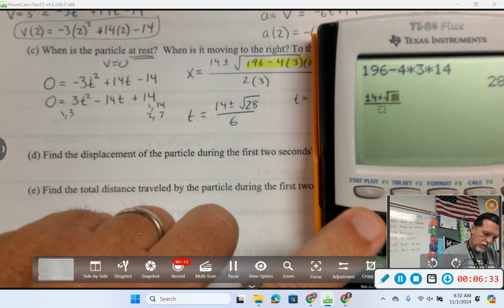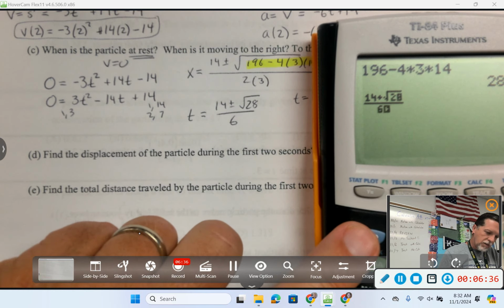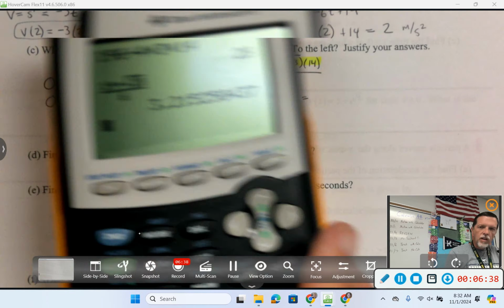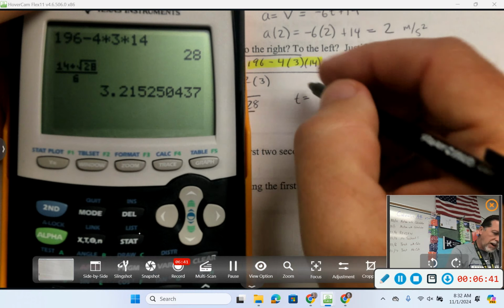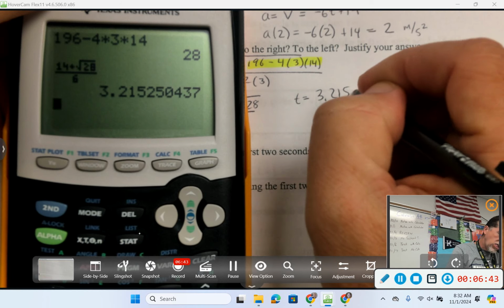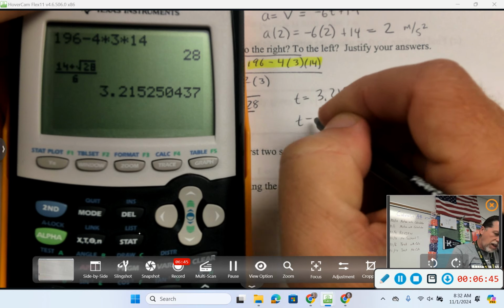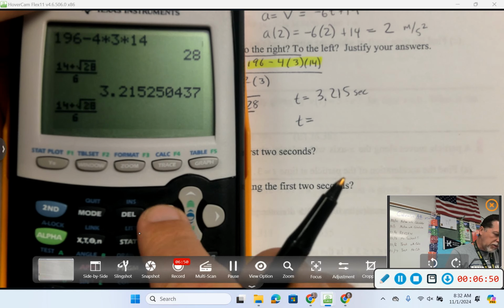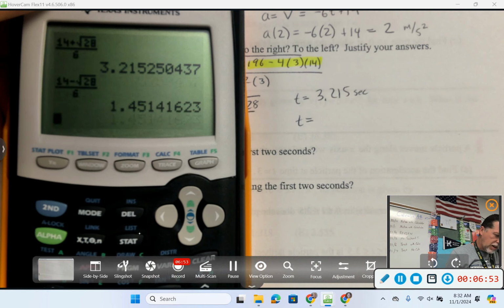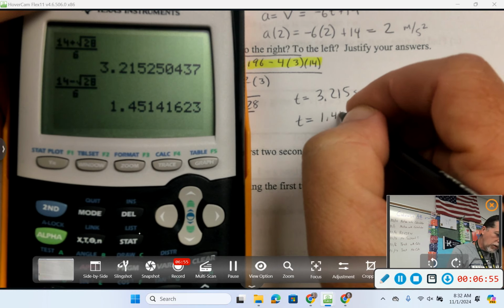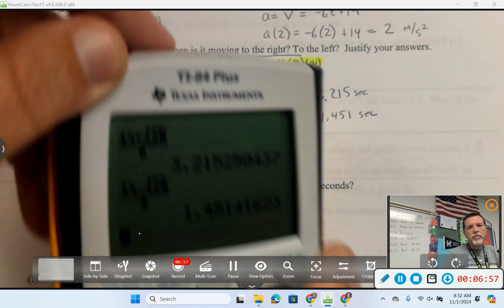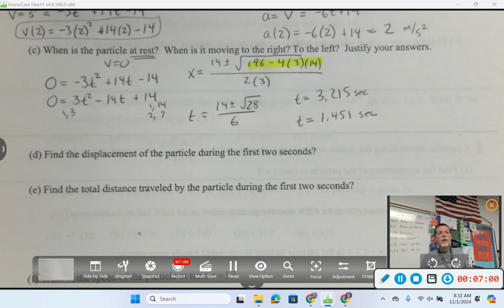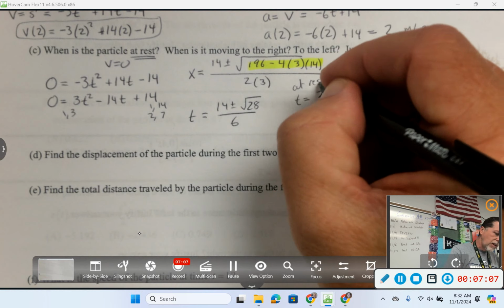14 plus square root 28 over 6. 3.215 seconds. And then grab the same thing, but change the plus to a minus. 1.451 seconds. Okay, that's when it's at rest, because that's when velocity is 0.